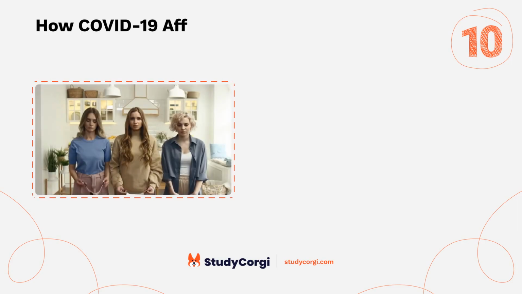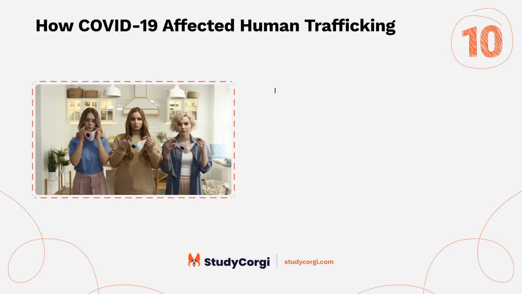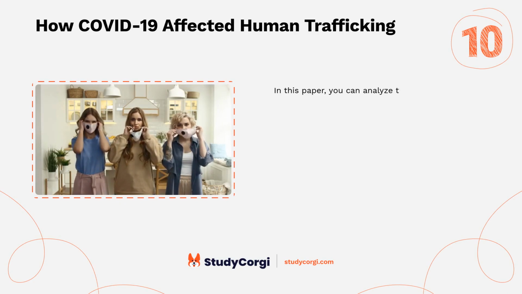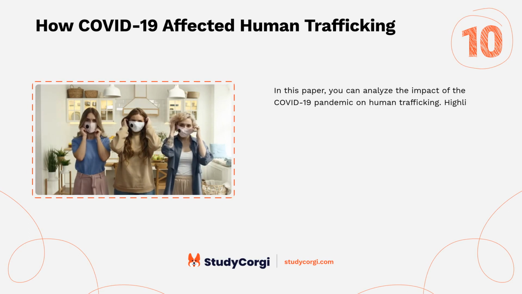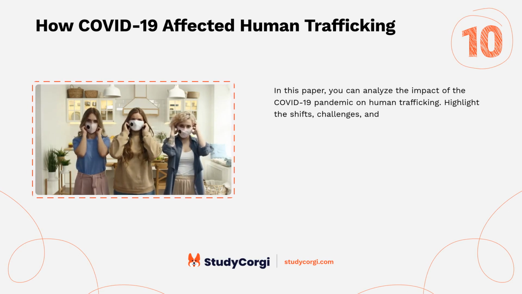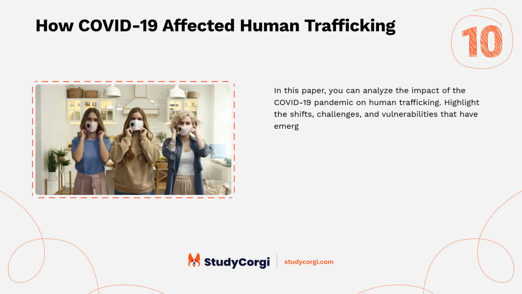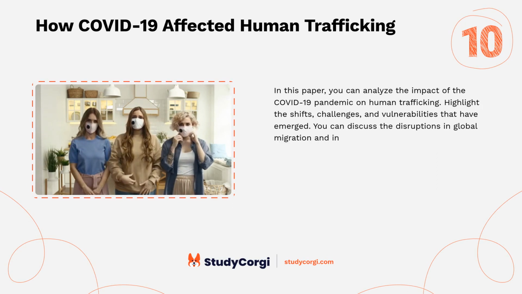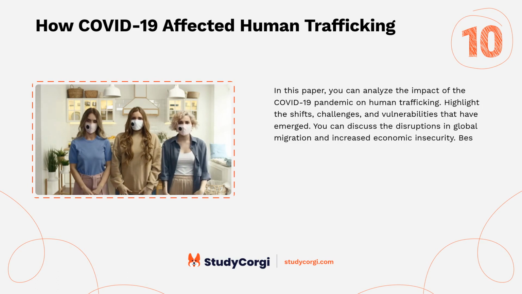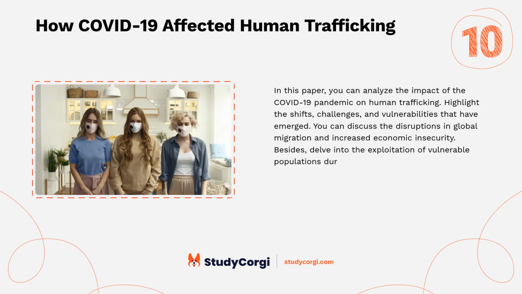How COVID-19 affected human trafficking. In this paper, you can analyze the impact of the COVID-19 pandemic on human trafficking. Highlight the shifts, challenges, and vulnerabilities that have emerged. You can discuss the disruptions in global migration and increased economic insecurity. Besides, delve into the exploitation of vulnerable populations during times of crisis.